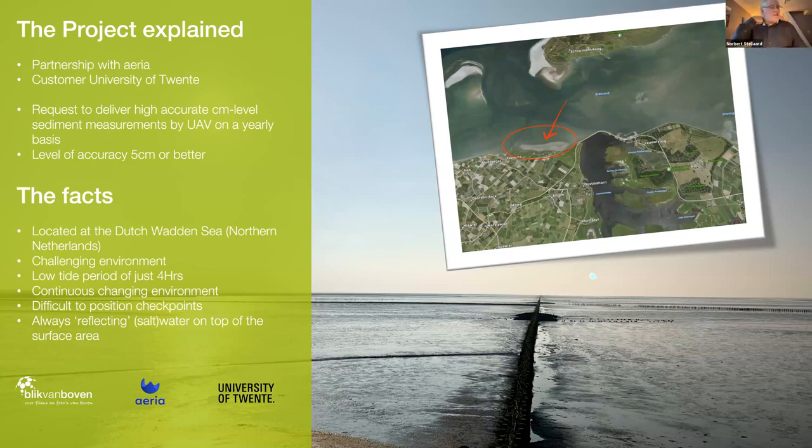Another thing is that it's quite difficult to access this specific area. It's really muddy. It's on the bottom of the sea. Usually there is 2 to 5 meters of water on top of it, normally. So yes, it's very muddy. That also means that putting checkpoints or ground control points out in the field is quite difficult to do. And another thing we have to take care of is that we always have some reflecting salt water on top of this surface area.